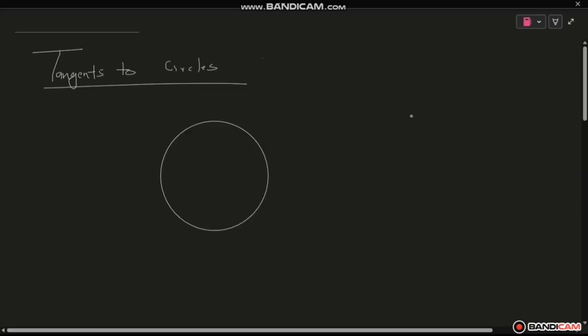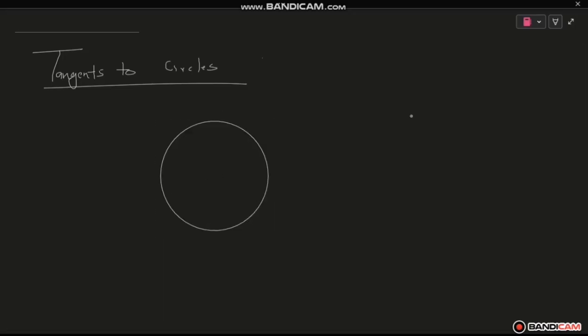All right. This is the circle. Remember, we find tangents to a curve, or a tangent in a function. So we know that this is the radius, a line drawn from the center to the circumference. Let's name it center O.